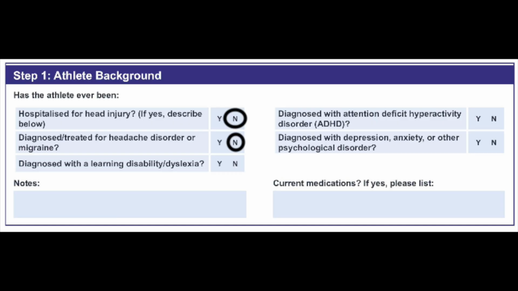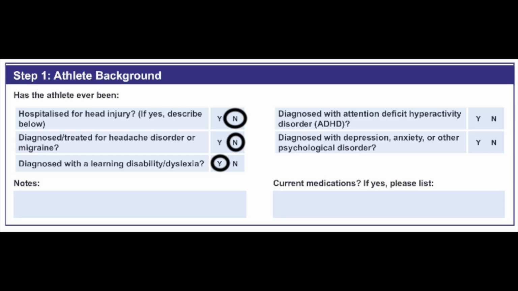Have you ever been hospitalized for a head injury before? No. Diagnosed, treated for headache disorders or migraines? Diagnosed with a learning disability or dyslexia? I'm dyslexia. Okay. Diagnosed with attention deficit hyperactivity or ADHD? No. Diagnosed with depression, anxiety, or other psychological disorders? No. Okay, perfect.